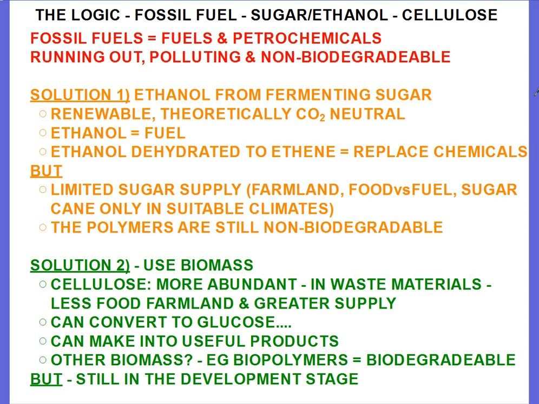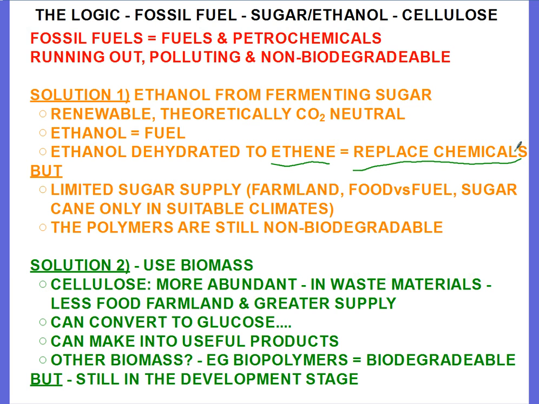As we learned in 9.2.3, one of the solutions is to make ethanol. Now, ethanol can be made from fermenting sugar, and therefore it's renewable and theoretically carbon dioxide neutral. Ethanol can be burned, therefore ethanol is a fuel, it's a replacement for fossil fuels. But also ethanol can be dehydrated, as we learned, to make ethylene or ethene. And we know that ethene is the precursor chemical for the whole range of petrochemicals. So that means we can actually make ethene renewably, and once we can make ethene renewably, we can replace all petrochemicals. So that's an advantage of ethanol.